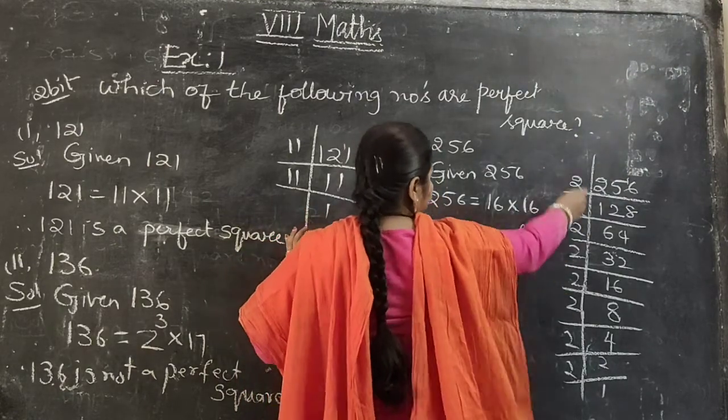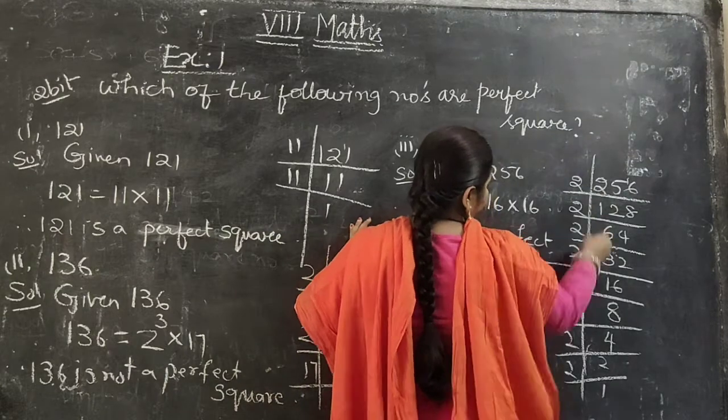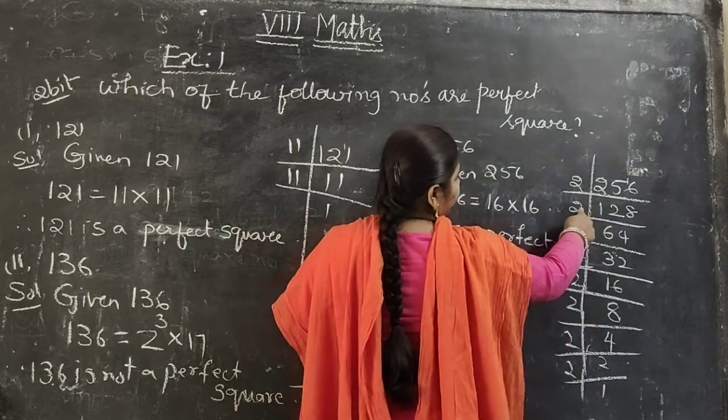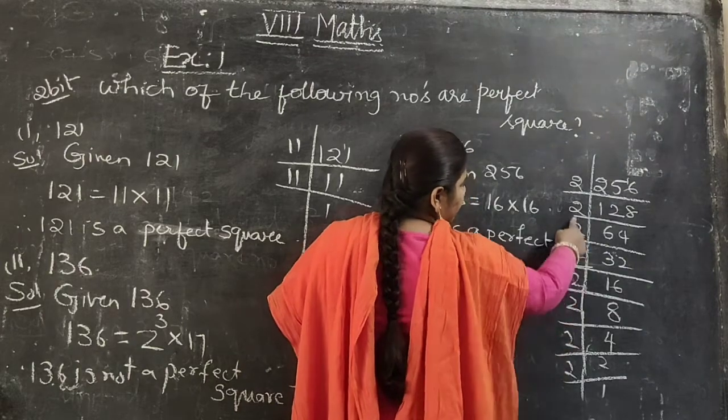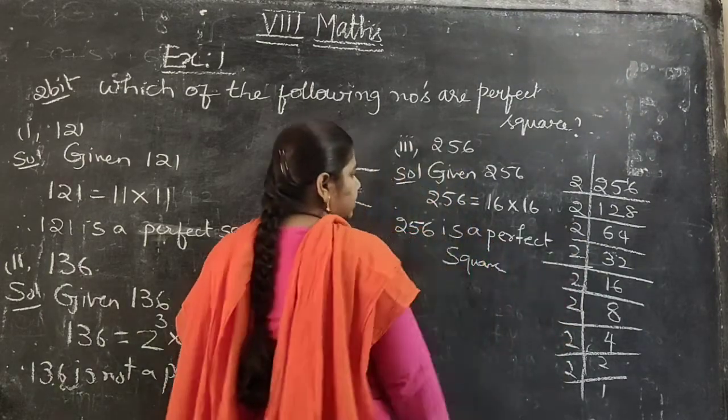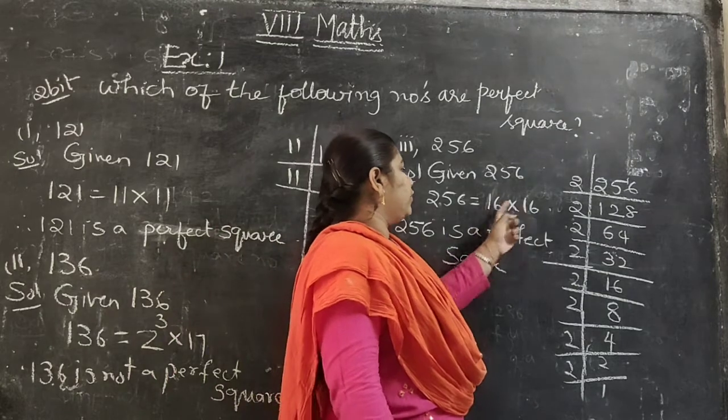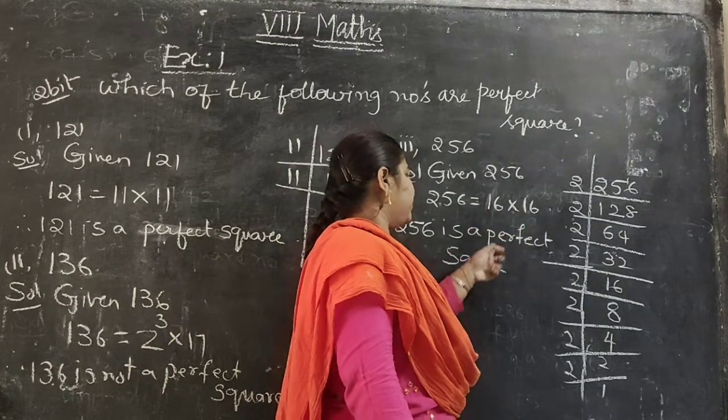I have divided these 2s into equal groups. So 4 2s, again 4 2s. 2 2s are 4, 4 2s are 8, 8 2s are 16, again 2 2s are 4, 4 2s are 8, 8 2s are 16. So 16 16s are 256. The product of two equal factors we will call a perfect square.